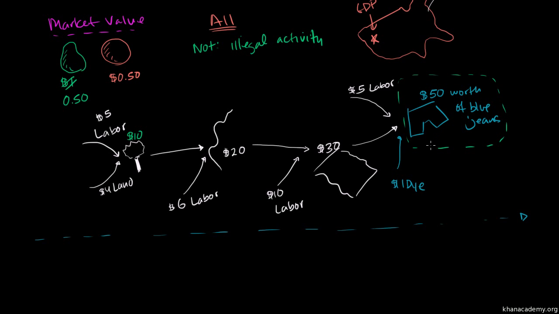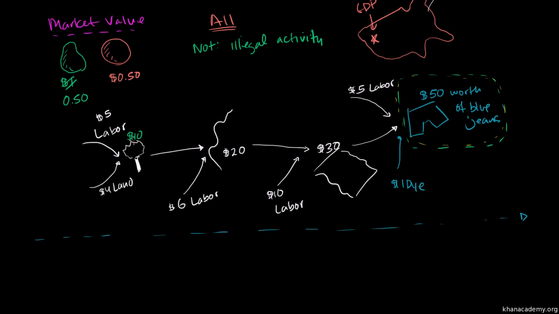We saw in the last video that the contribution to GDP will just be this final product. It will just be the $50 worth of jeans. And we know its value based on its market value, what people are willing to pay for it. We would not count all of these intermediary goods. But that probably raised a question in your head.